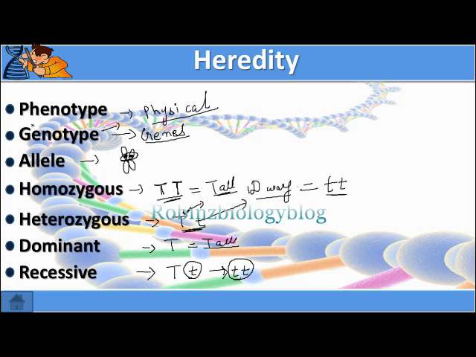So by far we are aware of the terms phenotype, genotype, allele, homozygous, similar genes together, heterozygous, mixed type of genotype, dominant, a gene which can express itself in the presence of an alternate gene, and recessive, a gene which can express itself only when it is in homozygous condition. Good.